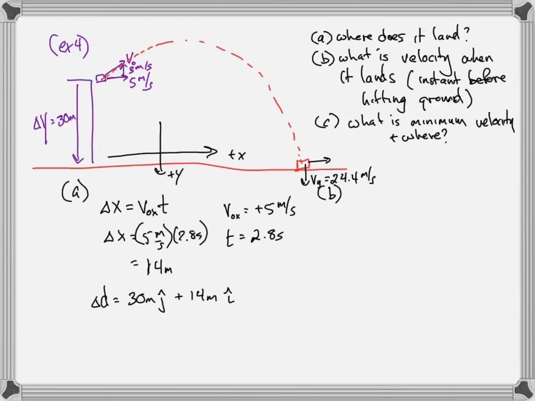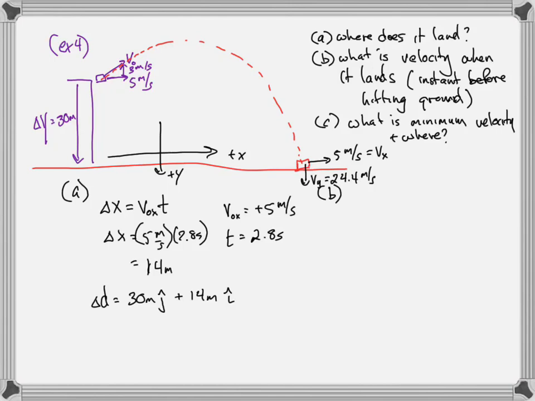What's its velocity the instant before it lands in the x direction? You should pause, think about it for yourself, but I'm going to give you the answer. It's 5 meters per second, because it travels at constant velocity in the x direction. The velocity in the x direction doesn't change. So that's v sub x, because it doesn't change.